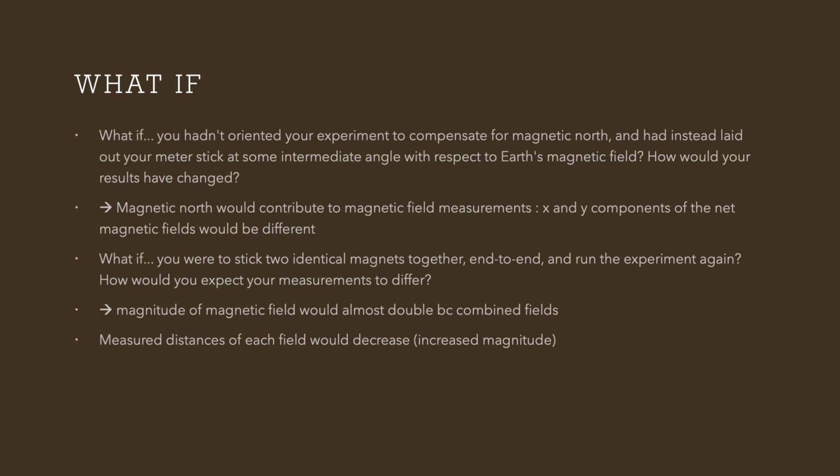And if we were to stick two identical magnets together end to end and run the experiment again, we would expect the measurements to differ because the magnitude of the magnetic field would almost double due to the combined fields, and the measured distances of each field would decrease due to the increased magnitude.